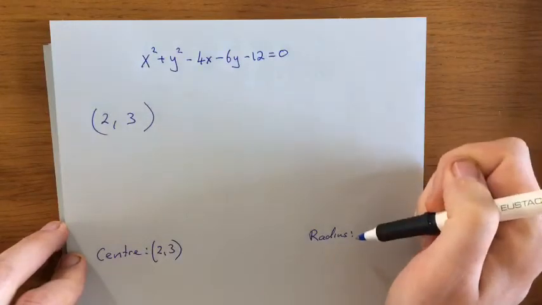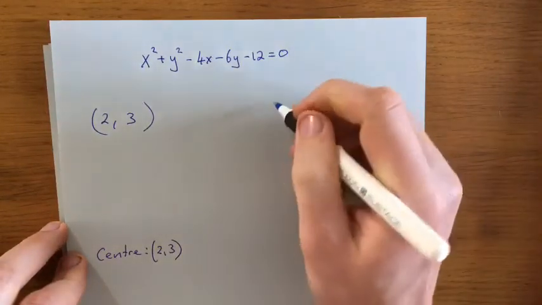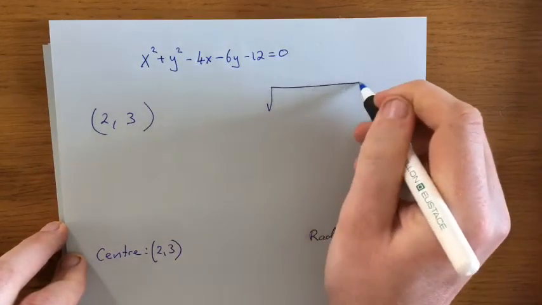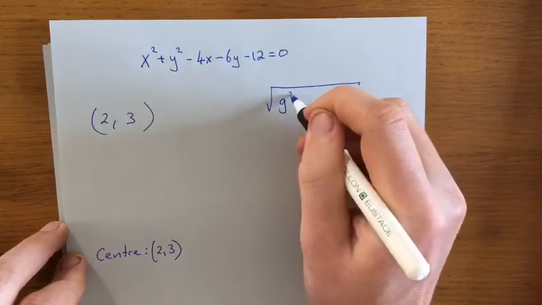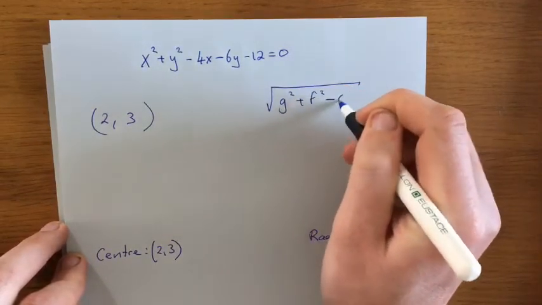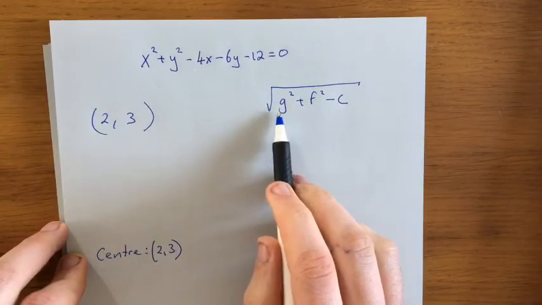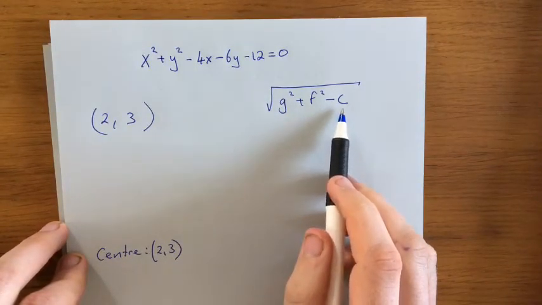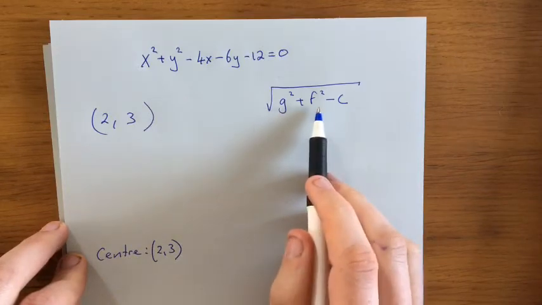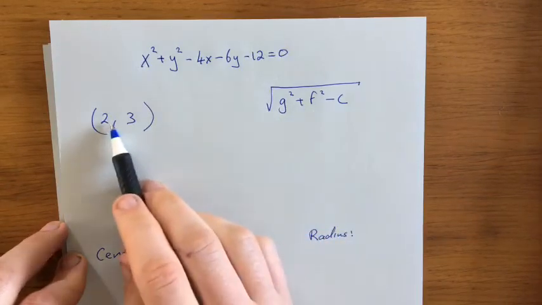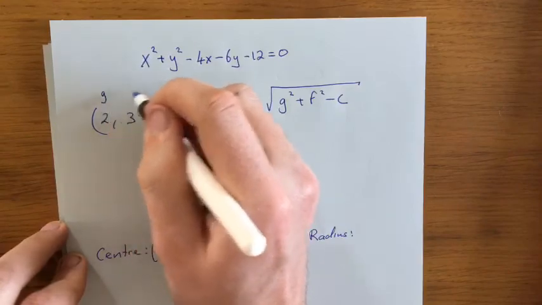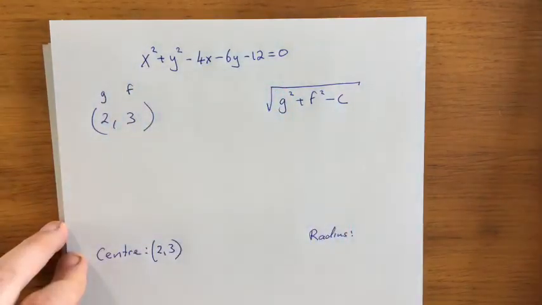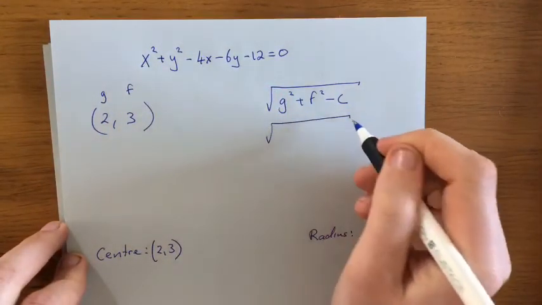The radius is not as simple. To do the radius, there is actually yet another formula to find the radius. And it is this here. It is the square root of g squared plus f squared minus c. Where g and f actually stand for your center. Alright, so that is g and that is f.